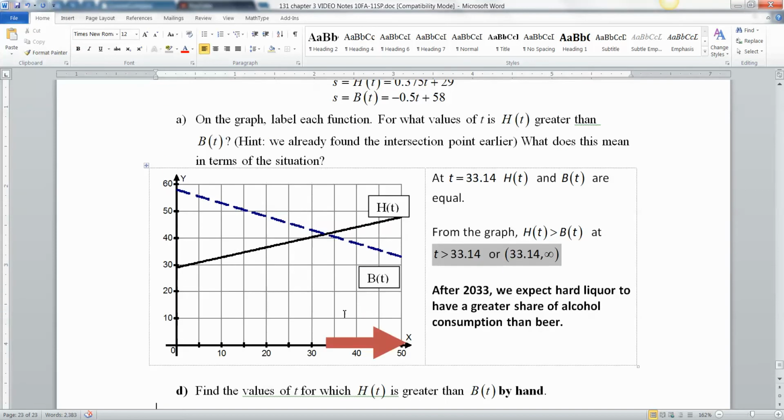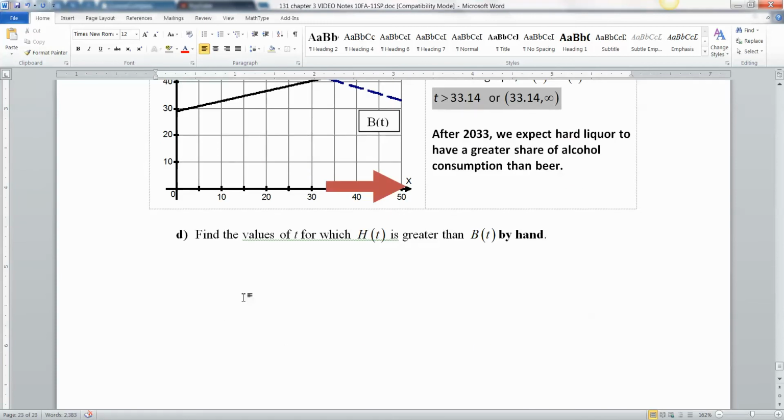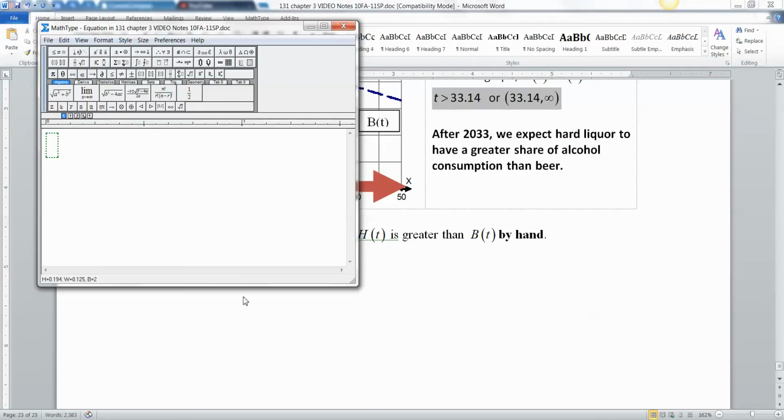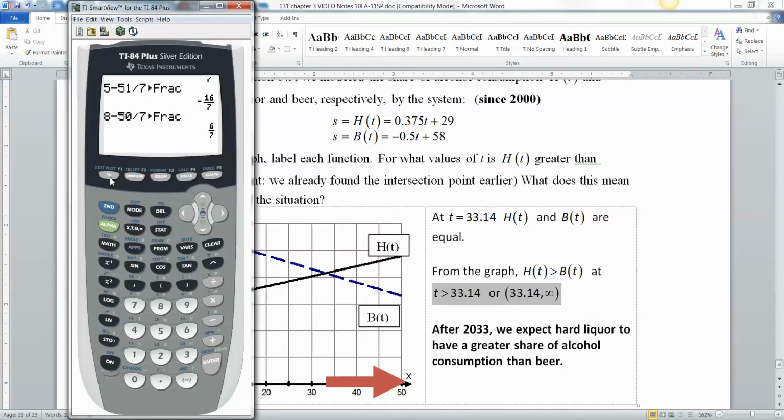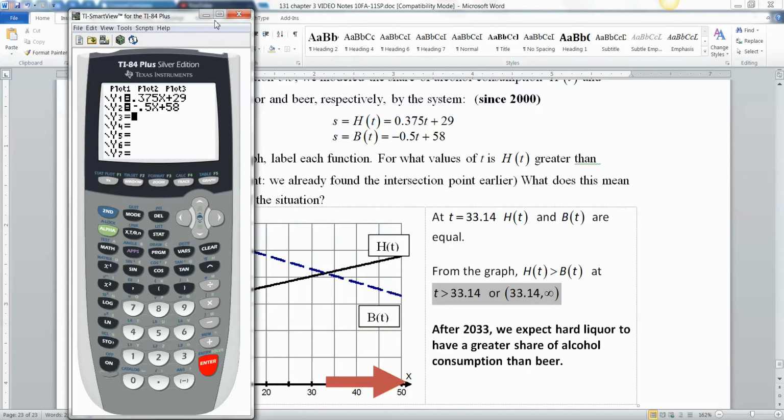Now let's do this by hand. You'd be excited. Okay, so we did it just by looking at a graph. And real quick, let me get a graph of these on my calculator. If I grab my calculator, Y equals, clear, let me type those in: 0.375x + 29. Oops, not two x's. There. And then negative 0.5x + 58. Enter. We had a window from before.